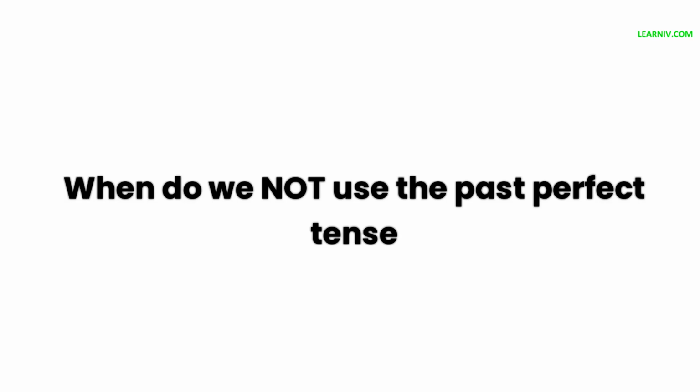We do not use the past perfect tense when we are not trying to convey a sequence of events. If you are just telling someone some information from the past with no sequence, do not use the past perfect. Use it only if the events you are talking about follow some other events.